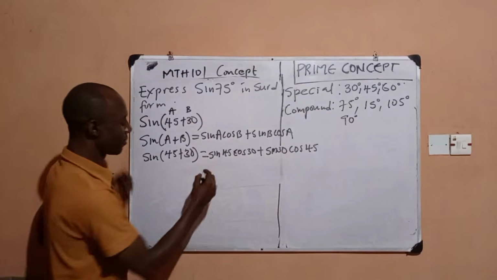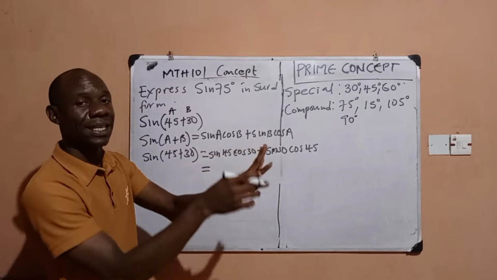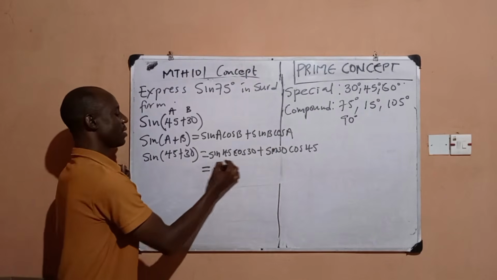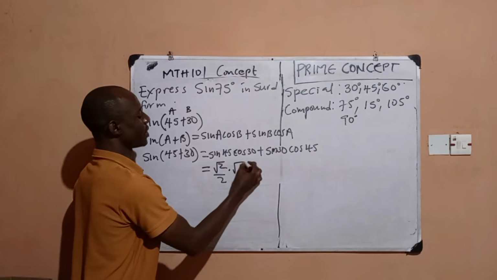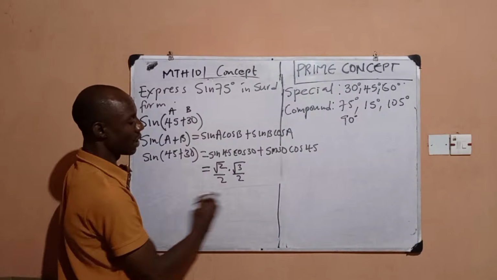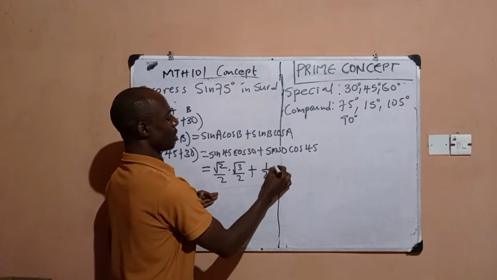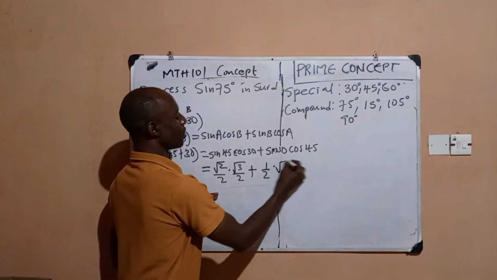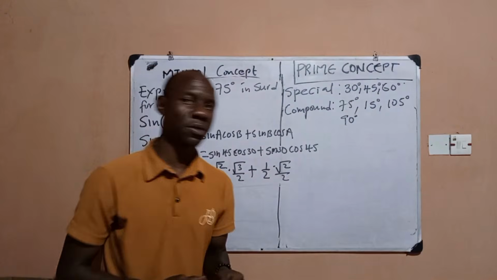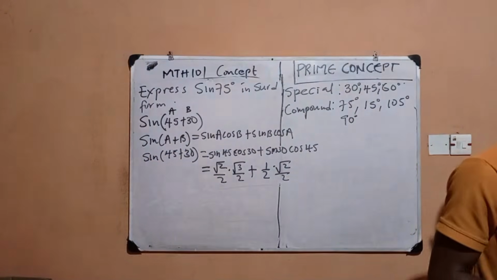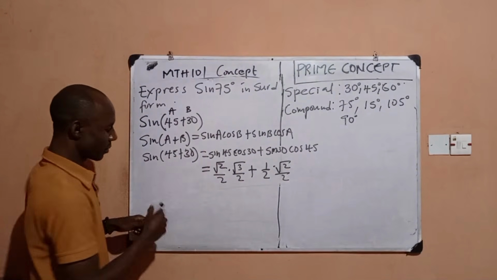So what do I have? I already taught you how to find sine 45 using the finger method. You will notice that it is root 2 over 2. Cos 30, you will notice it is root 3 over 2. Plus sine 30, you will notice that it is 1 over 2 times cos 45, which is root 2 over 2. You need to know that sine 45 and cos 45 are the same, right?